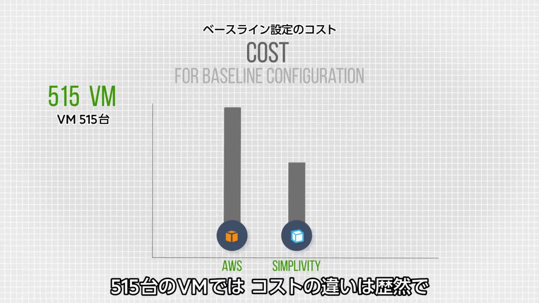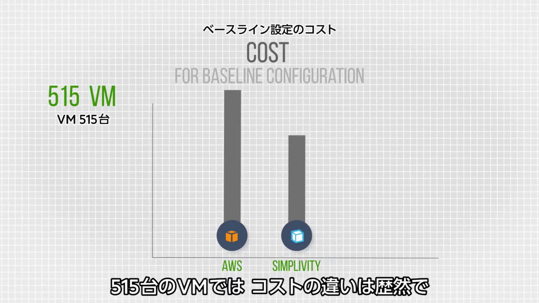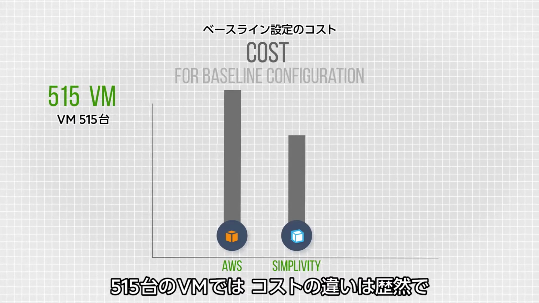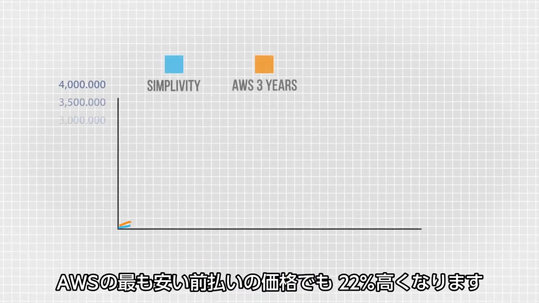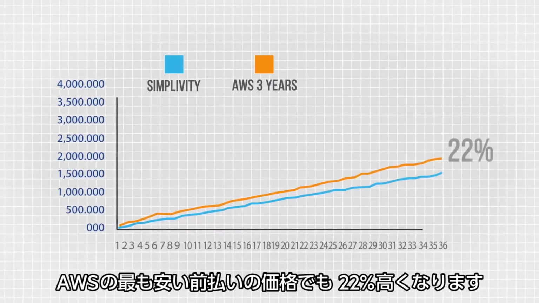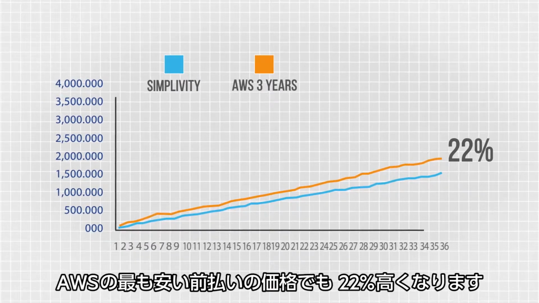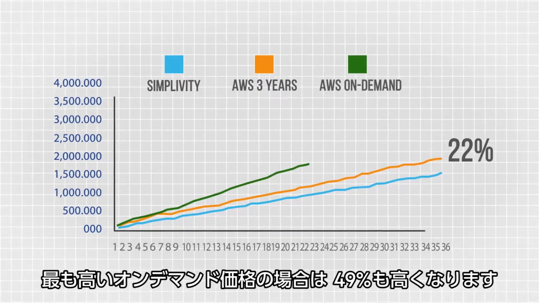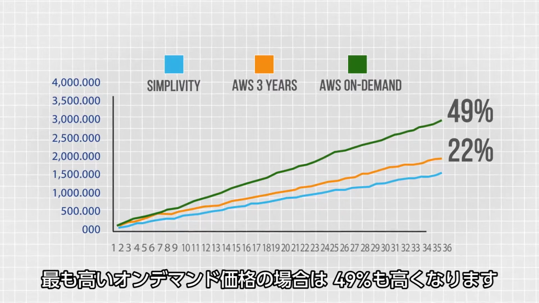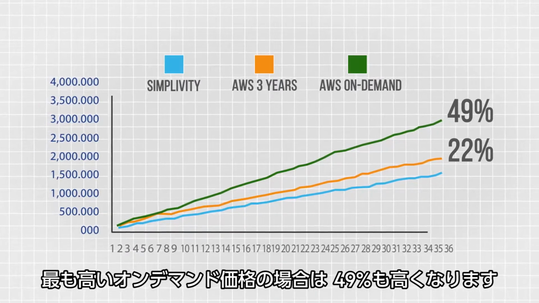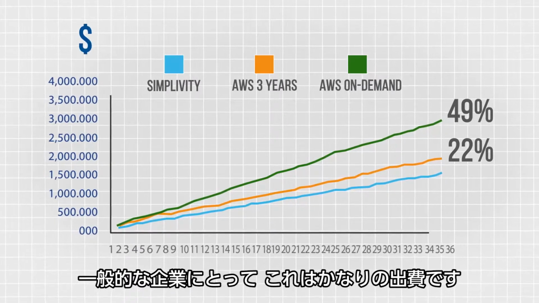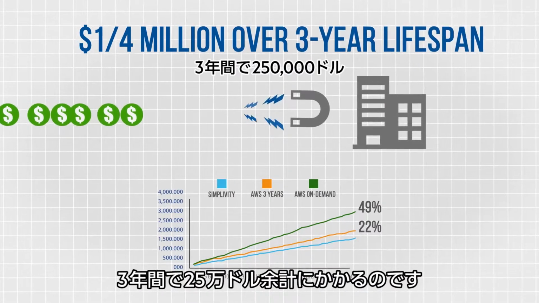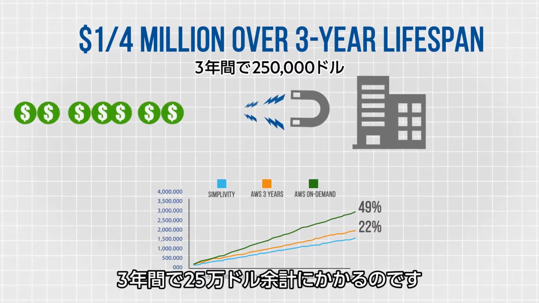By the time we get to a 515 VM setup, the cost differential is dramatic. It's 22% more to run the cloud at AWS's lowest all-upfront price, and 49% more at their most expensive on-demand price. For a typical company, that cost differential can really add up. We're talking $250,000 over a 3-year lifespan.